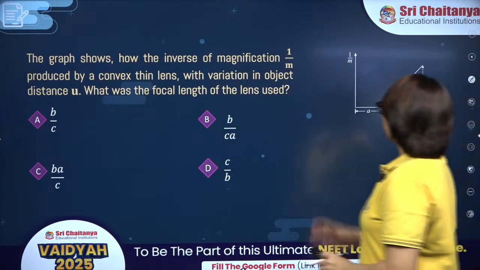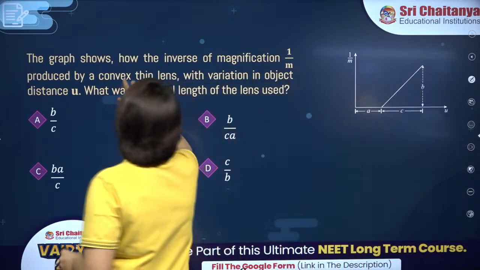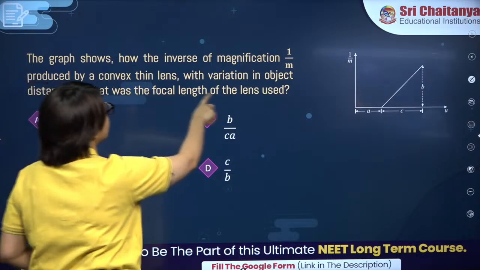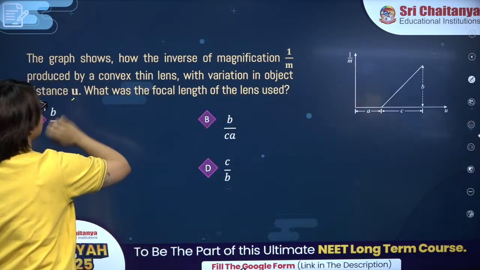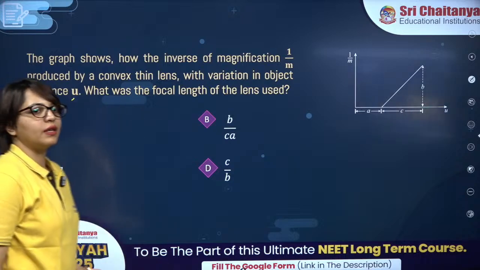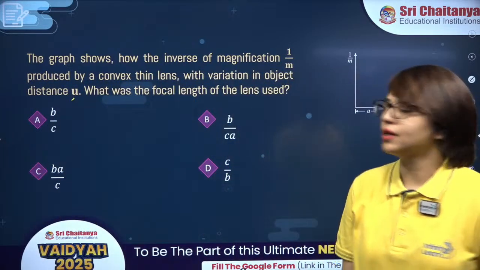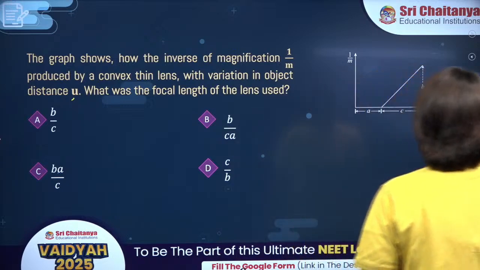Okay. This is from optics. The graph shows how the inverse of magnification produced by a convex thin lens varies with object distance u. What was the focal length of the lens used? What was the focal length of the lens used? Chaliye, try this one, come on guys.